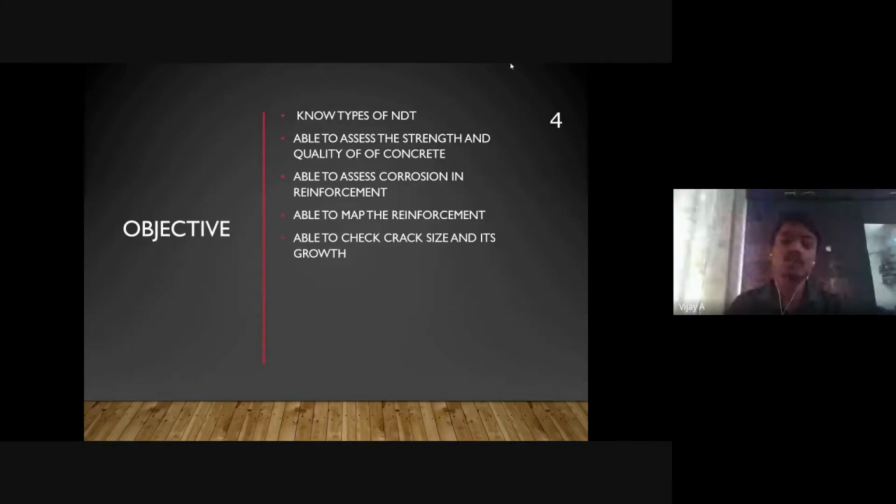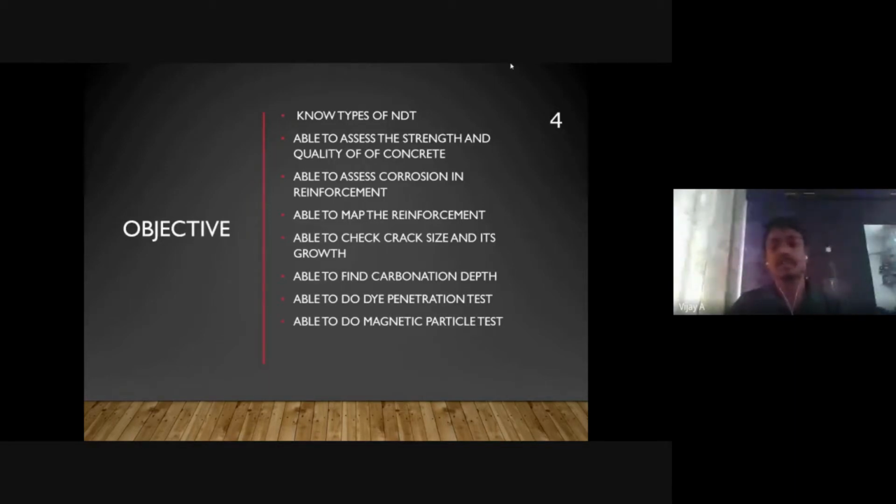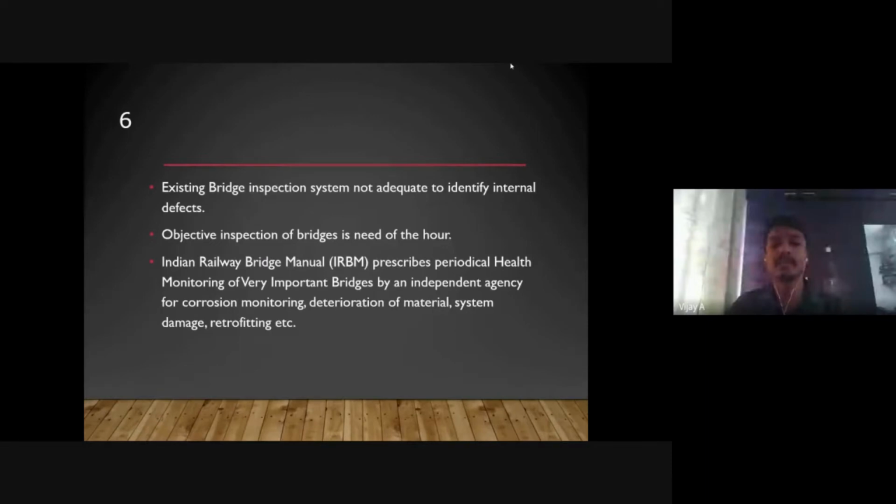It will also help you to check crack size and its growth. And you can also find carbonation depth and do the dye penetration test. You can do the dye penetration test as well as the magnetic particle test.